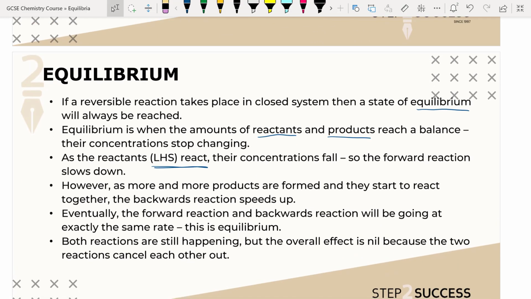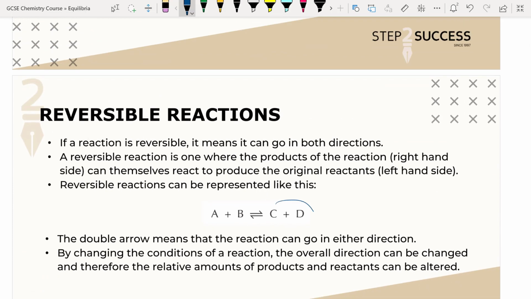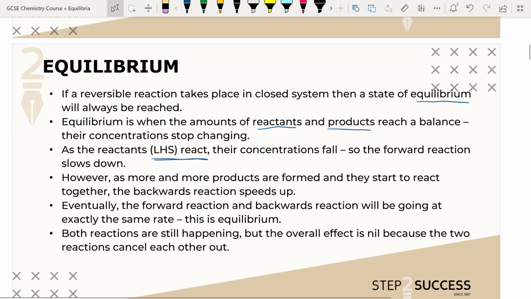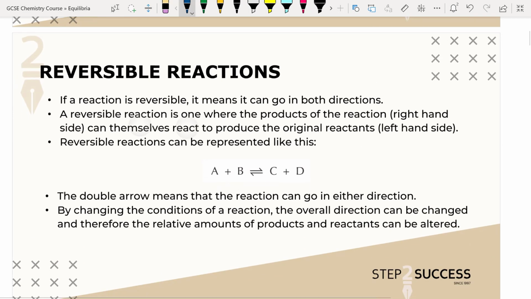However, as more and more products are formed, so we start to make more of C and D, and they start to react together, then the backwards reaction speeds up. So when we say backward reaction, we mean C plus D turning into A plus B. The forward reaction is A plus B turning into C plus D. So as the reaction progresses, we start to make more of C and D. As we make more of C and D, they start to react to make more of A and B. But then as we get more of A and B, they start to react to make more of C and D.